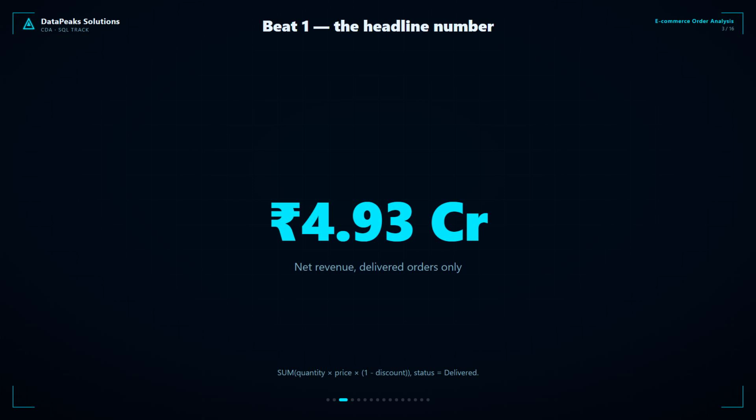The final result? 4.93 crore rupees in verified net revenue. This is why companies trust SQL. Not just to retrieve data, but to make business decisions backed by accurate numbers.